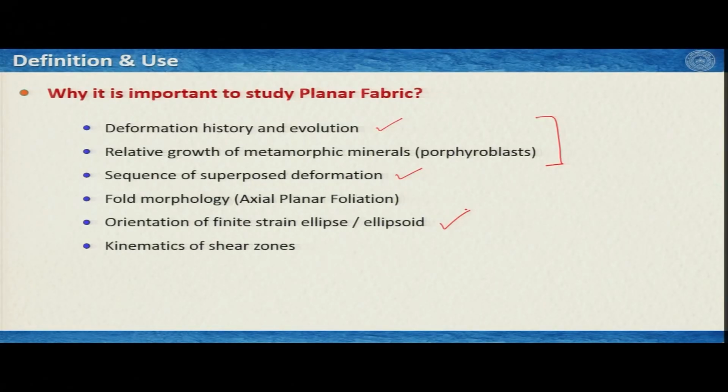Foliations are also very important in figuring out the orientation of the strain ellipse and strain ellipsoid. We will learn about it later. And finally, to reveal the kinematics of the shear zone, whether the shear zone is moving dextrally or sinistrally, foliations are one of the key parameters that we use to unravel the kinematics of shear zones. So, all these are very important, and based on the problems you encounter in the field, you may use foliations in different ways, but these are the general uses of foliations as a structural geologist you can think of.